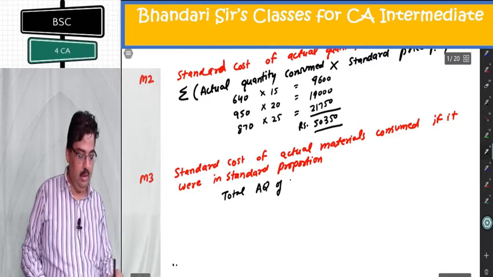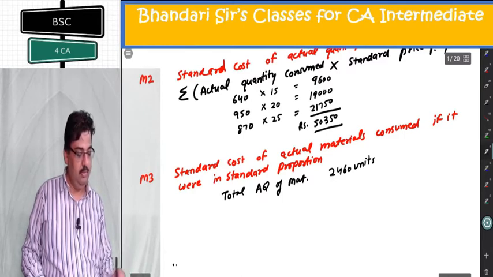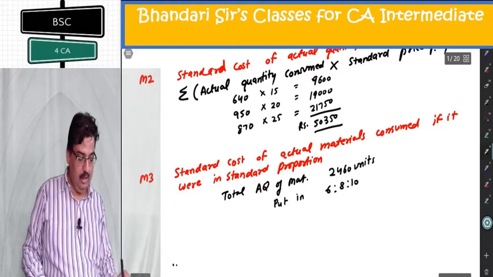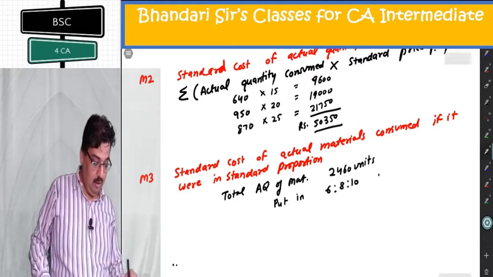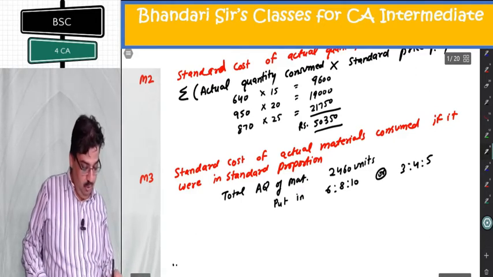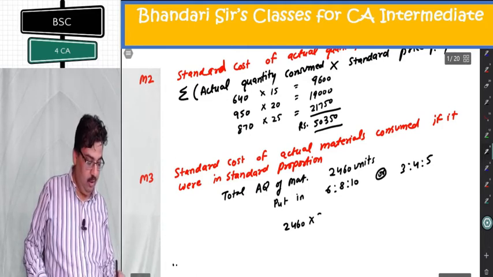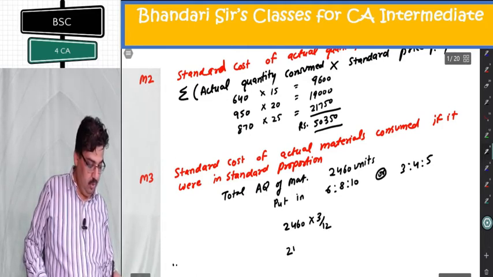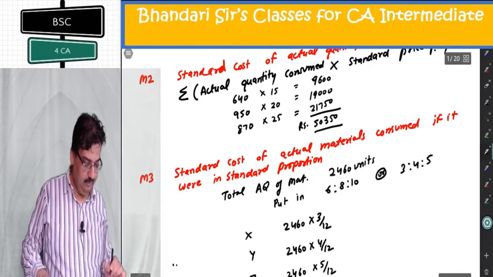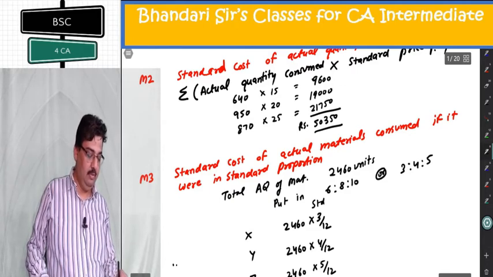M3: total actual quantity is given. Total actual quantity of material is 2460 units. Put in 6:8:10, 60:80:100, or I can call it 3:4:5. So 2460 into 3/12, 2460 into 4/12, 2460 into 5/12. This is for materials X, Y and Z. This is the standard mix quantity.